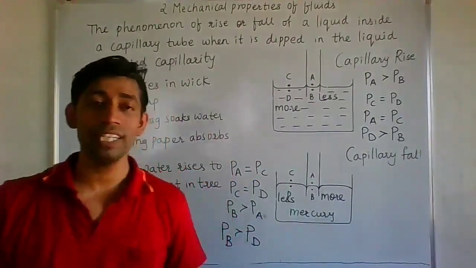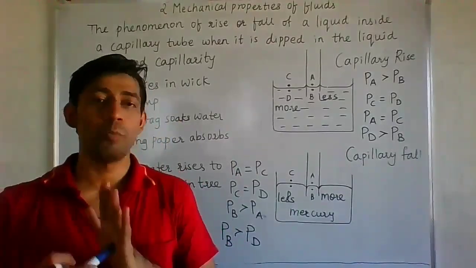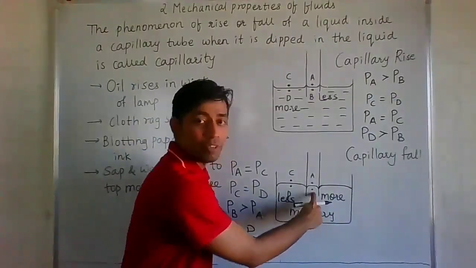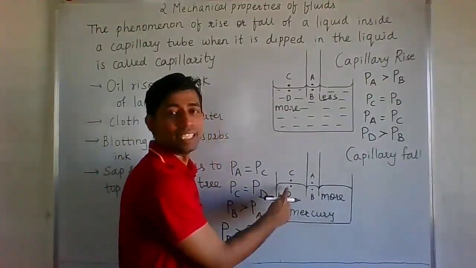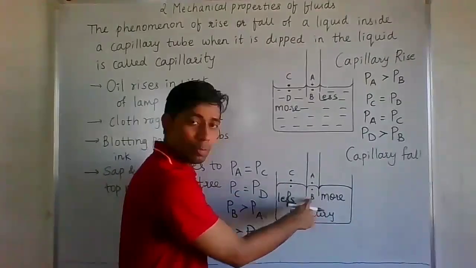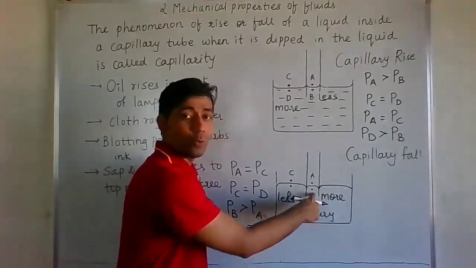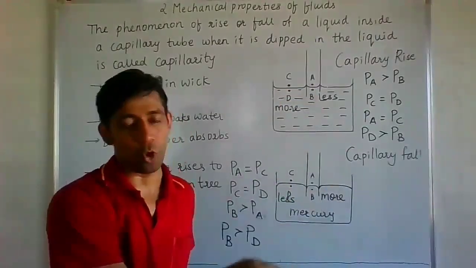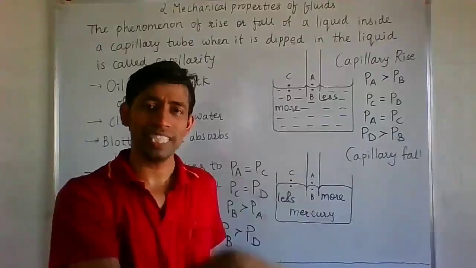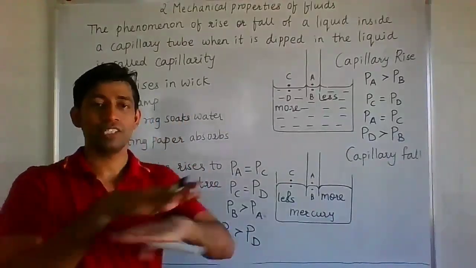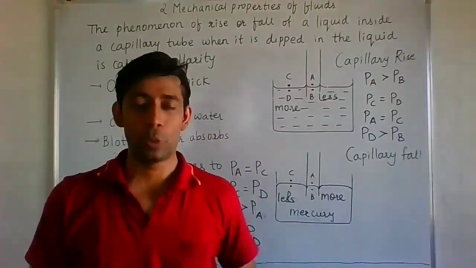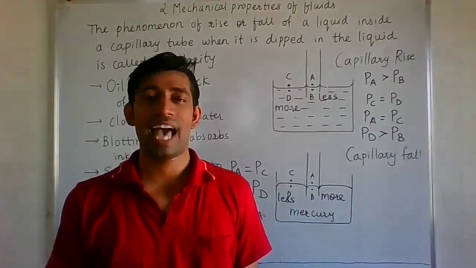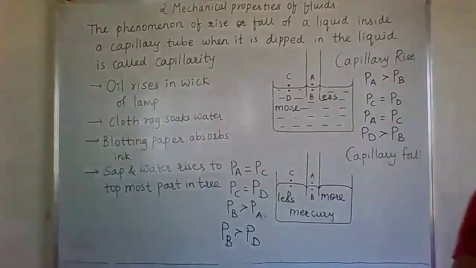And you know the property that liquid will flow from more pressure region to less pressure region. This time the flow of liquid will be from B towards D. I hope you understand. The flow will be like this. And since the liquid is flowing like this, the level will drop. And it will drop to such an extent that these pressures are again becoming equal. So this is the physics behind capillary rise as well as capillary fall.